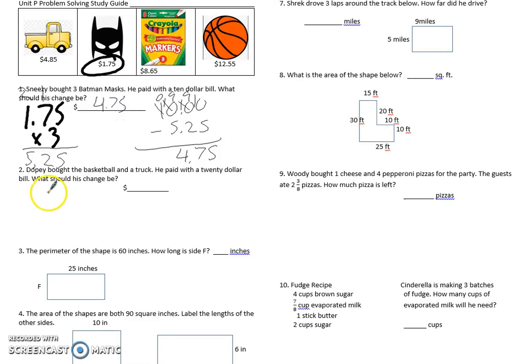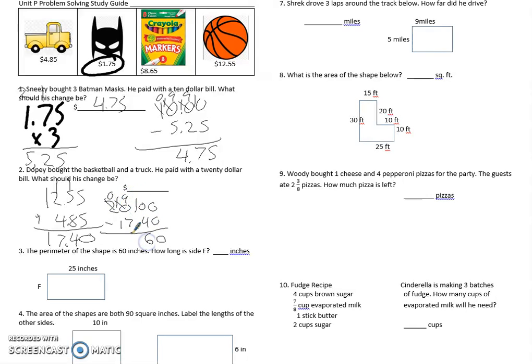So I need to buy the basketball, $12.55, and the truck for $4.85. 10, carry my 1, 6, 14. There's a 7. $17.40. He pays with a $20 bill, which means $20 and no cents. Minus $17.40. 0 minus 0. Did not need to borrow yet, but now I do. There's a 6 and a 2. $2.60.